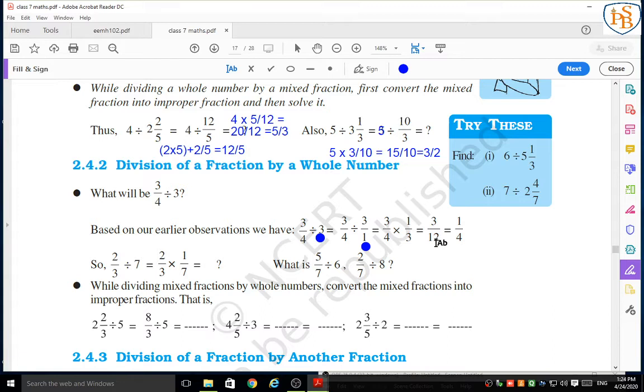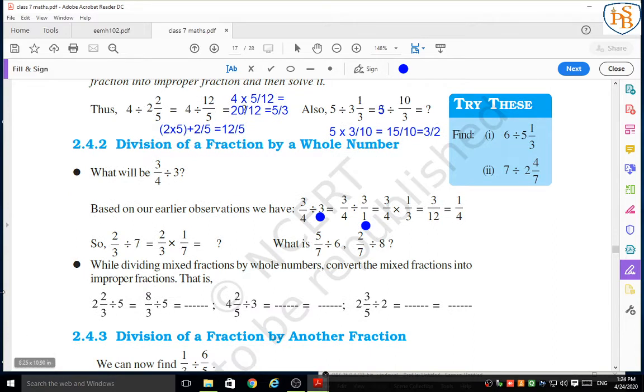So the numerator and denominator are divided by 3. 3 ones are 3, 3 fours are 12. So my reduced form of the answer is 1 upon 4. Do you get this, students? Okay. So now there are the next divisions. We are going to solve that.